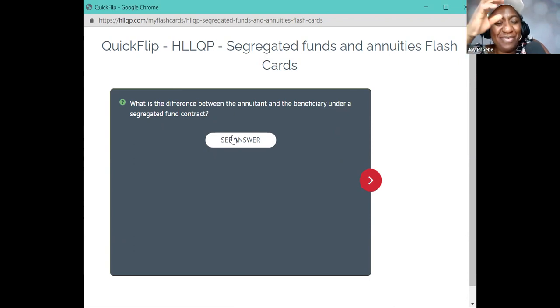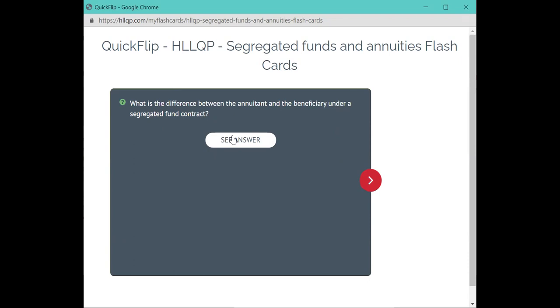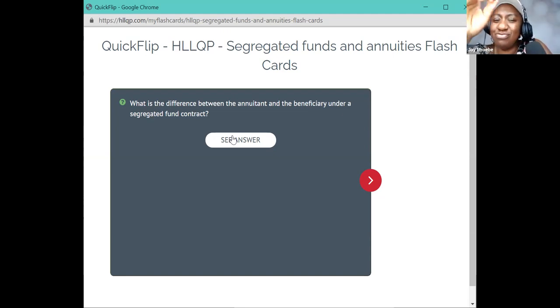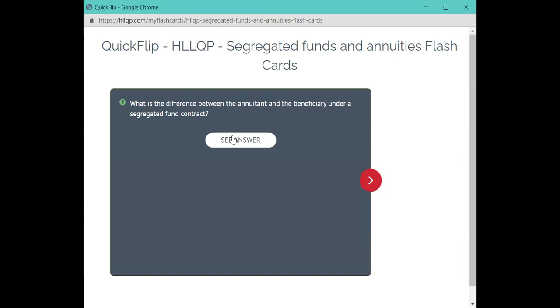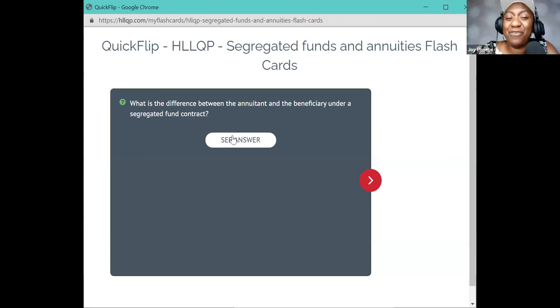If you guys want me to explain it, say it. Let's move on. What is the difference between the annuitant and the beneficiary under segregated fund? Like the explanation you just made, annuitant is like the annuity and is locked in, right? It's not guaranteed. No, we are not asking for that.